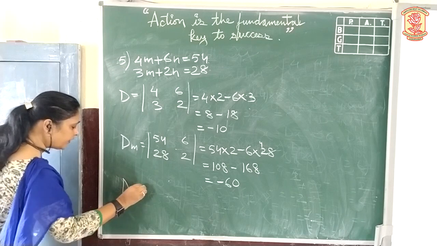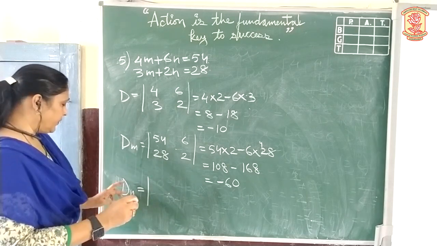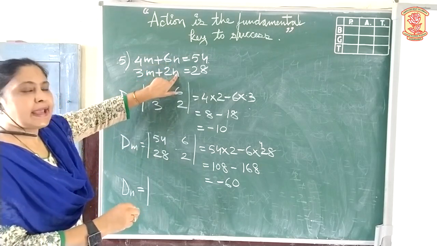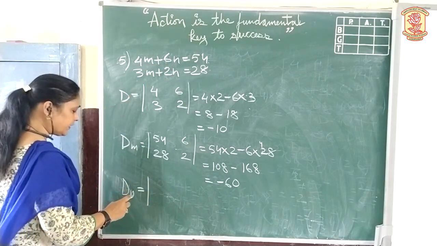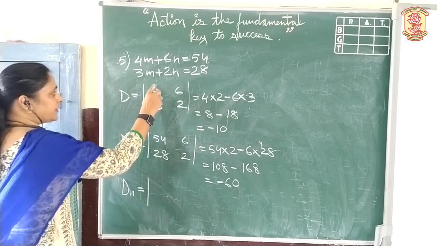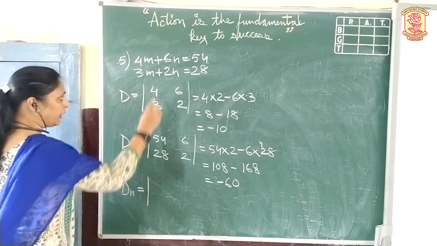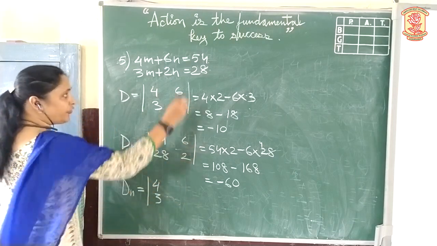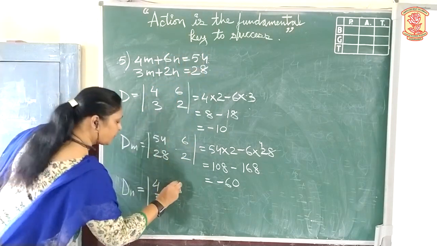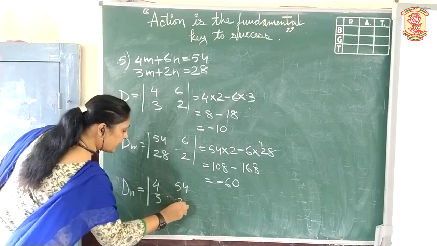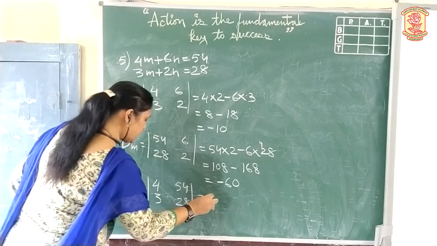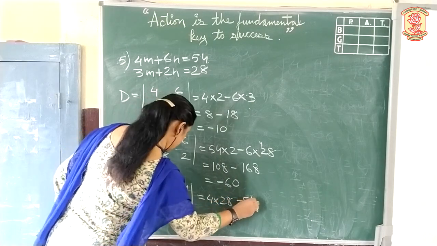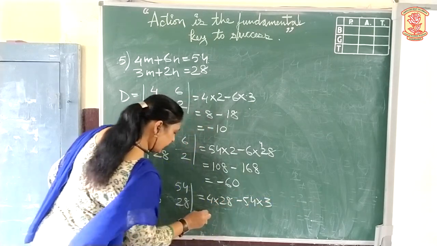Now we calculate the determinant for n. In place of the determinant of y, we are writing the determinant for n, because here the variable used is n. So when you are writing the determinant for n, the values of m stay as they are, that is 4 and 3, and in place of the coefficients of n, we write C1, C2. So that is 54, 28. And cross multiply, so we get 4 into 28 minus 54 into 3.